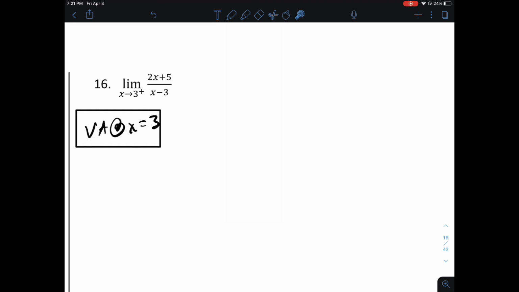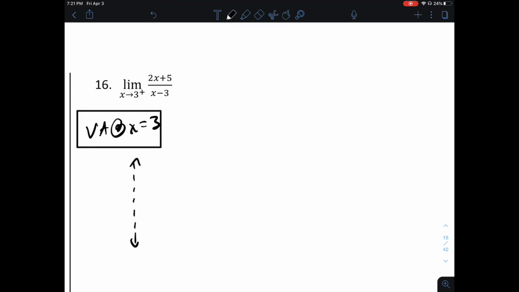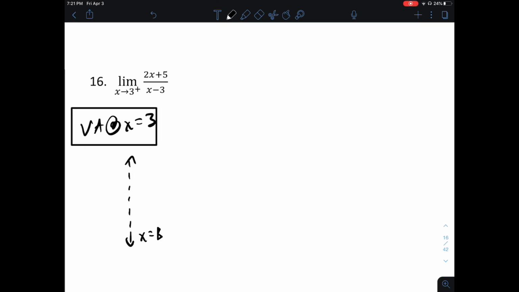So the question is, as this graph approaches the vertical asymptote, and I'm just going to draw a vertical asymptote like so. We got two choices. As x approaches 3 from the right, either the graph goes up like this, or it goes down like this. It's one of the two. We'd like to know which one it is.